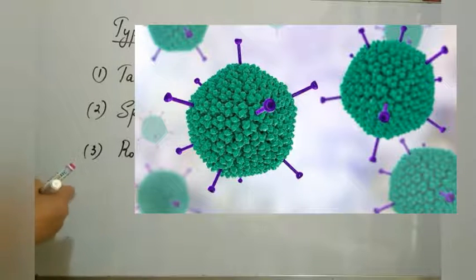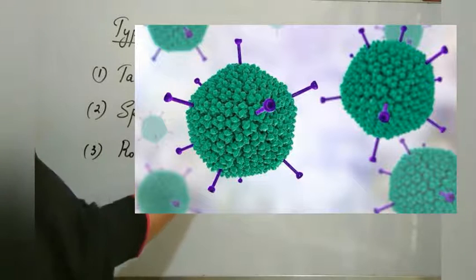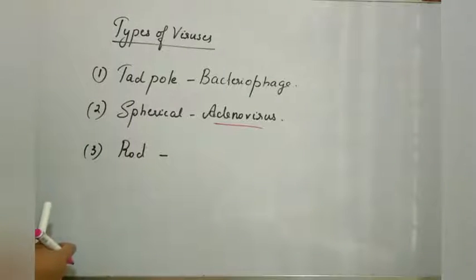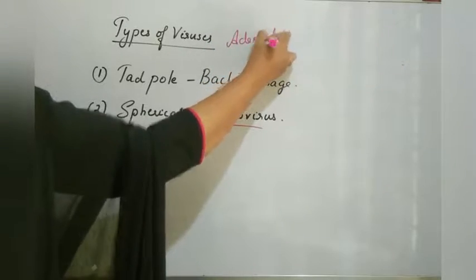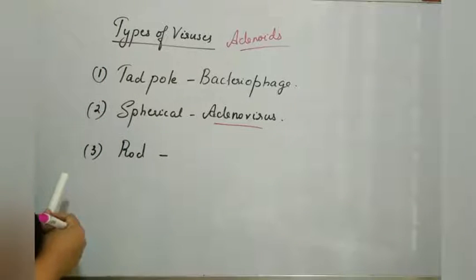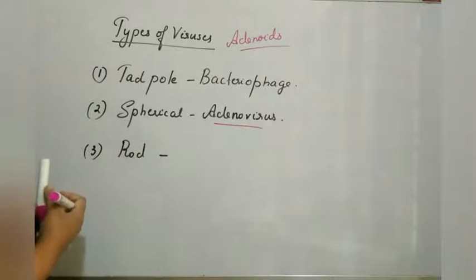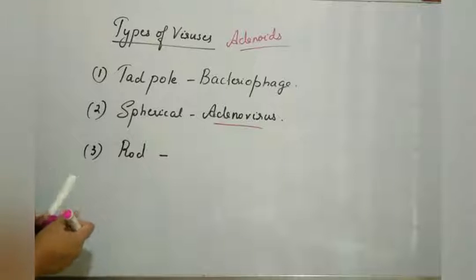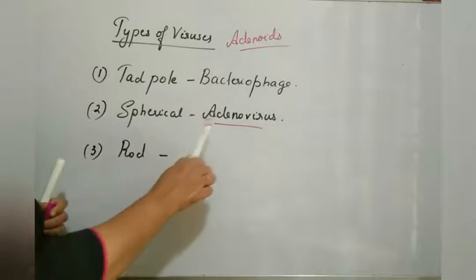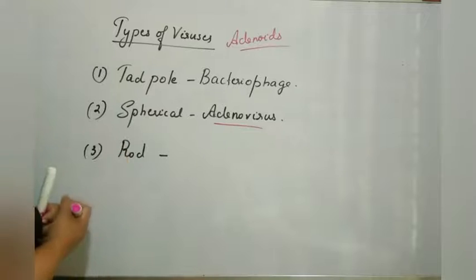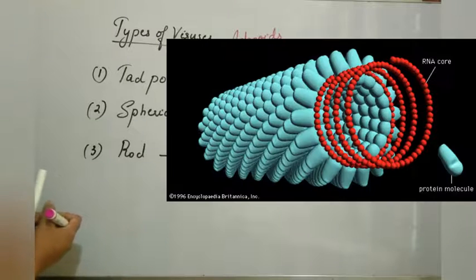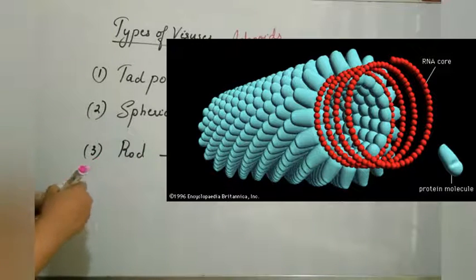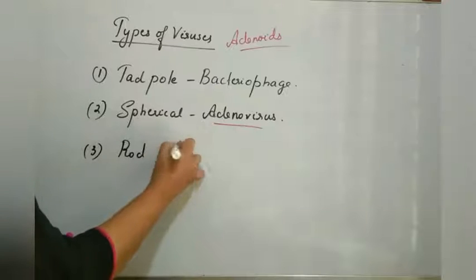It is called adenovirus because it was initially isolated from a lymphoid tissue called adenoids, which is located behind the nasal cavity. From these adenoids, this adenovirus was initially isolated. That is why it is called adenovirus. And the adenoviruses are causing what? Respiratory tract infections. And then the rod-shaped viruses, the example is tobacco mosaic virus, the first discovered virus.